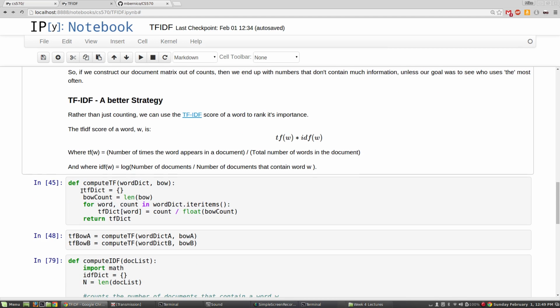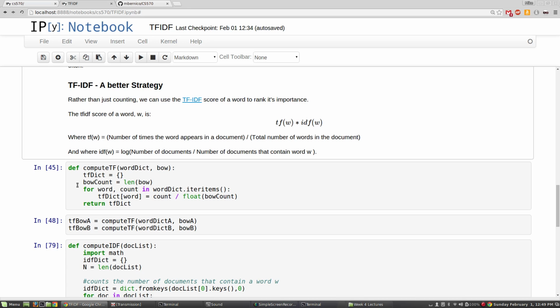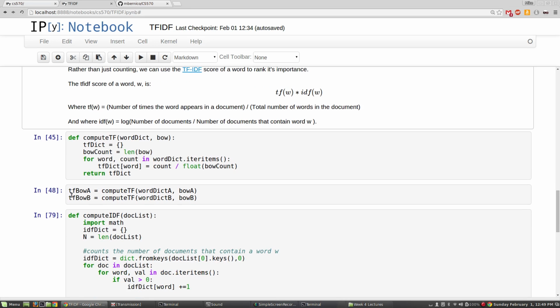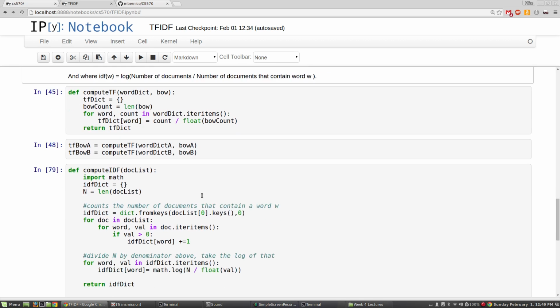The first thing I'm going to do is compute the term frequencies. And the way I'm going to do that is I'm going to implement this bit of code. I'm going to count the number of times a word appears in a document, and then I'm going to divide that by the total number of words in the document, and that's what this does. So then I'll calculate the term frequency for bag of words A and the term frequency for bag of words B, just like that.